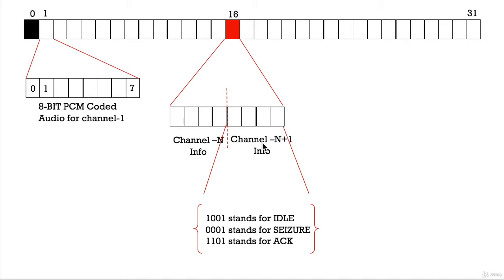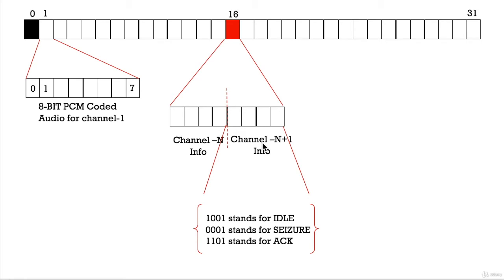So each frame is of 32 bytes, and these 32 bytes of information belong to 32 channels of the link between two network exchanges. As we discussed, channel associated signaling is a signaling protocol between two network exchanges, and one such link contains 32 channels, and information about these 32 channels is packed in one frame, and it is transmitted from one exchange to another exchange.